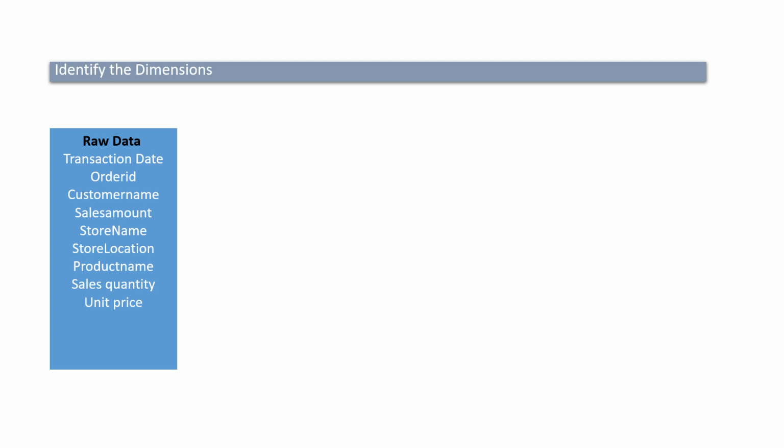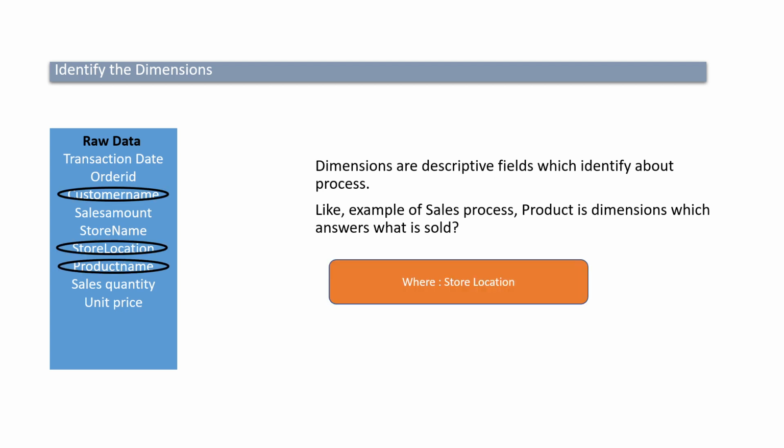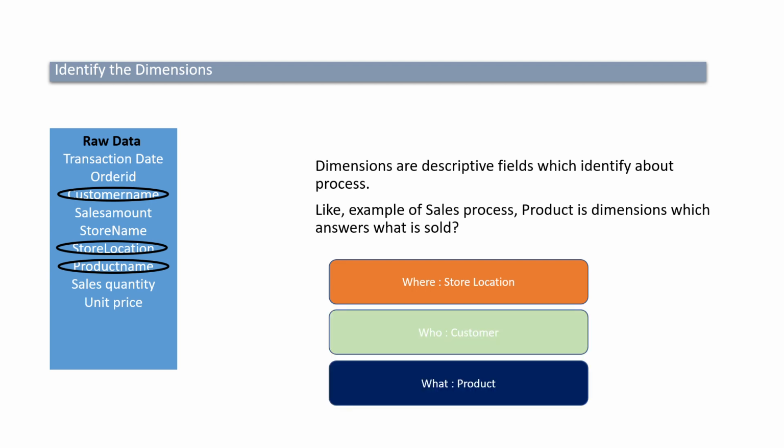Now you have to identify the dimensions. What are dimensions? Dimensions are the descriptive fields which identify the process. Like in the sales process, product is a dimension which answers what is sold. Now, where did this transaction happen? Store location. So store is a dimension. Who did the transaction? Customer. So customer is a dimension. What is bought? Product. So product is a dimension. This is the way you can identify the dimensions in your business process when you are going to start your dimensional modeling.